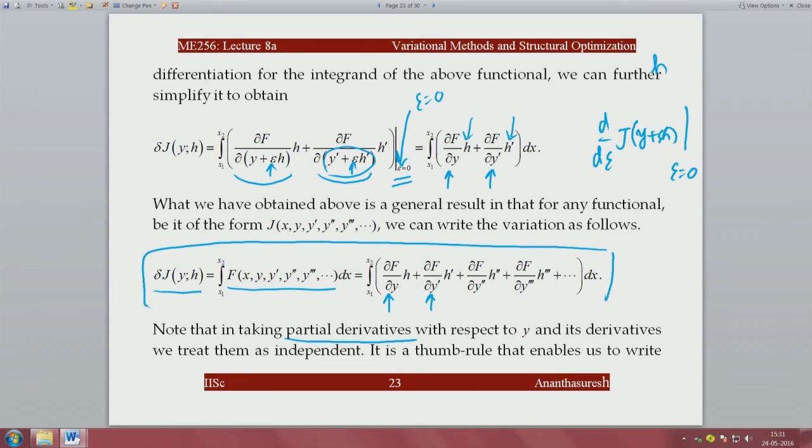Okay. This is what you would need for calculations, but you should verify that this is the same as that. That basically comes from this definition. Okay.